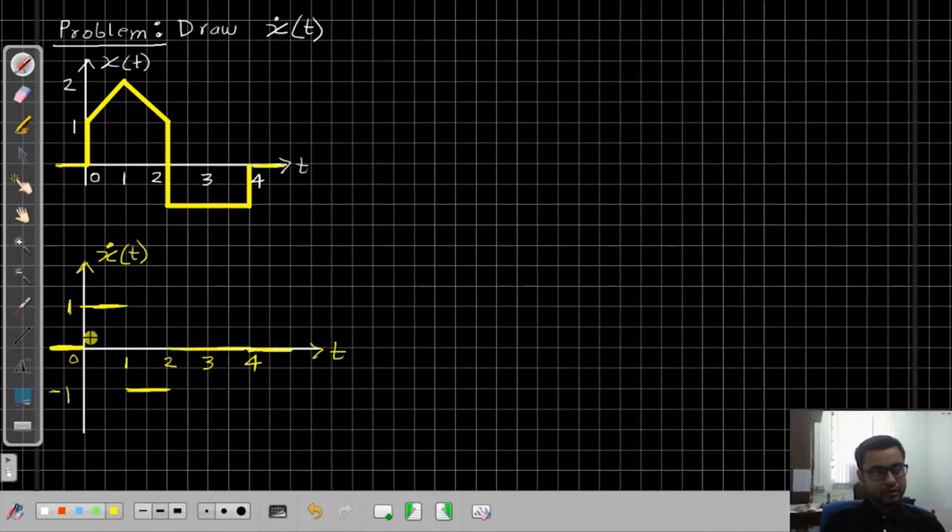So this is the derivative of x of t, but this is not correct. This is wrong. Why? You can verify that this is wrong by back calculating. That is, you start from this derivative and integrate this signal and check whether you get back the original x of t or not. So let us do the back calculation.